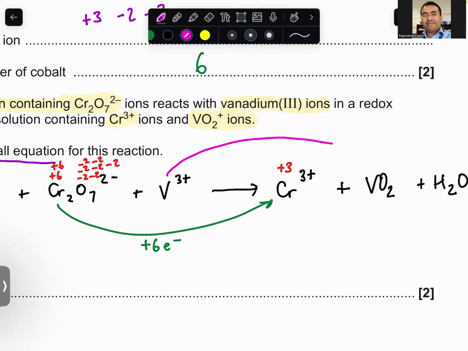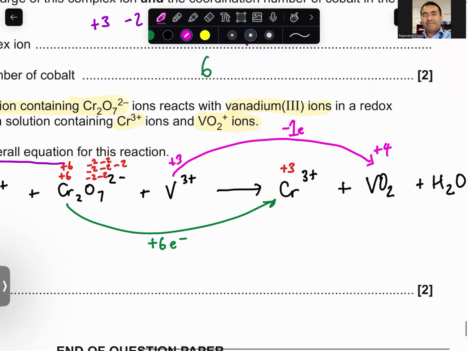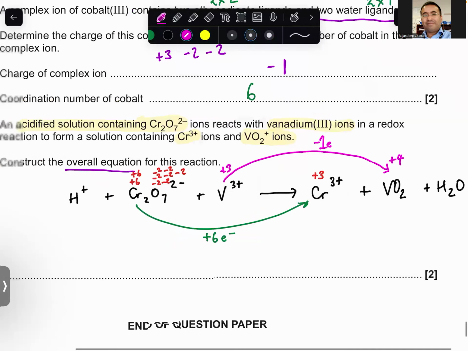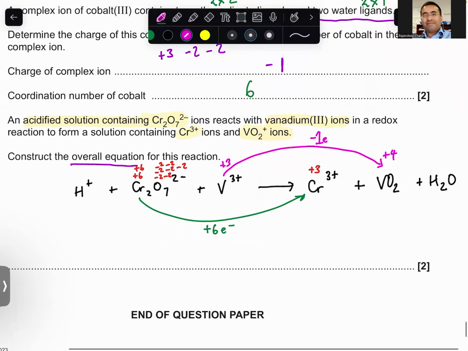Vanadium has gone from 3 plus oxidation number to a +4. Vanadium has lost 1 electron. So we need to balance those electrons. How do we balance them? One is gaining 6 electrons, and the other is going to be only losing 1 electron. We need to balance that, so we put a big 6 there. +3 to +4.